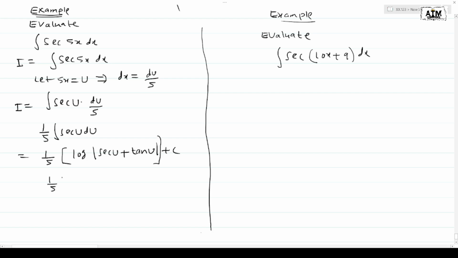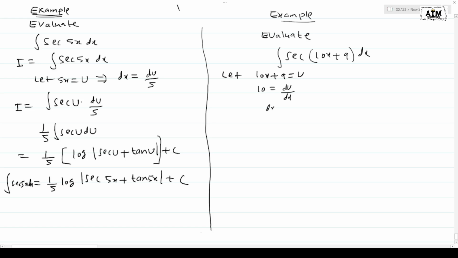So 1 upon 5 log modulus sec u plus tan u, with u equal to 5x. So sec 5x plus tan 5x modulus close plus c is nothing but the integration of sec 5x with respect to x. Similarly, to evaluate the integration of sec of 10x plus 9 with respect to x, put 10x plus 9 equal to u, then 10 equals du by dx. Therefore, dx equals du upon 10.